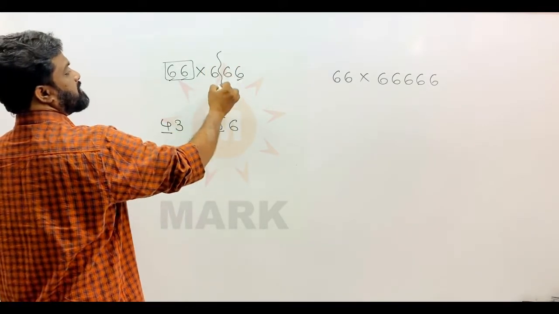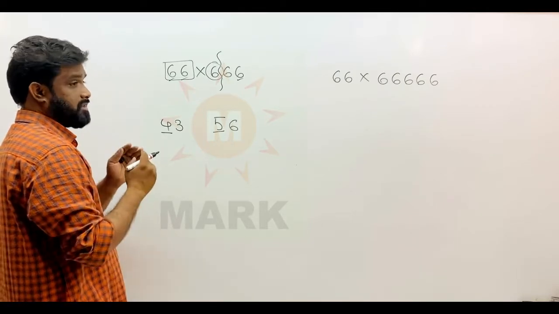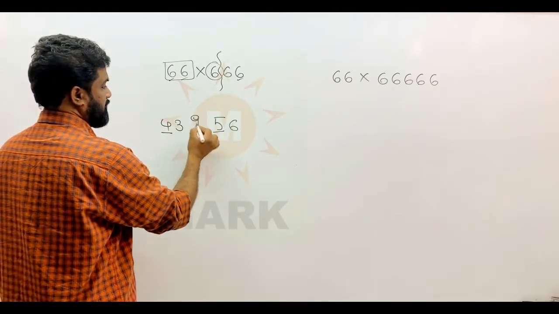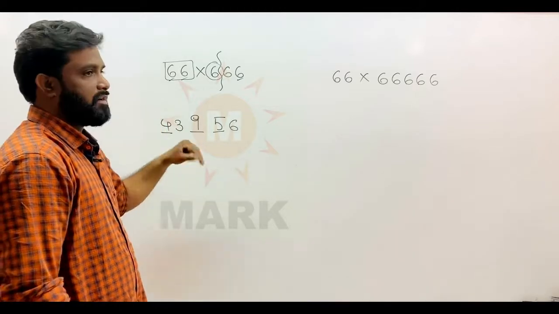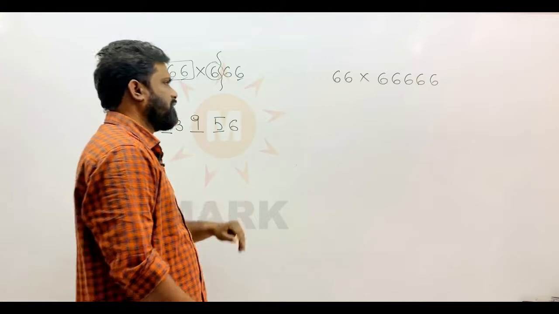Then how many extra 6s do we have? We have 1 extra 6, that goes here. That is nothing but 9. How many extra 6s are there? That means that many 9s you have to insert in the middle. That we know already.